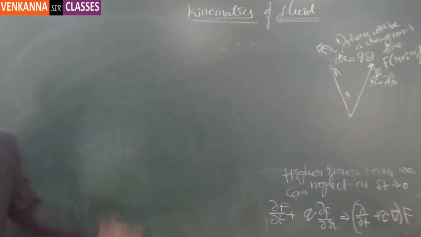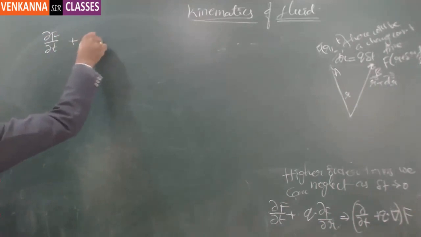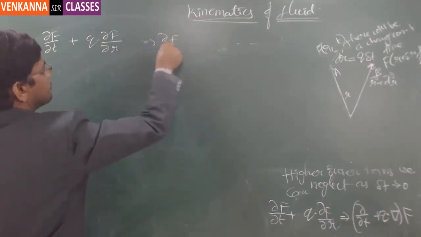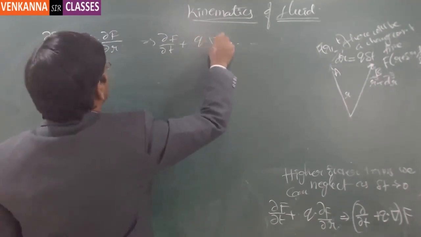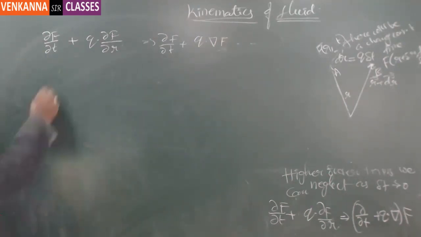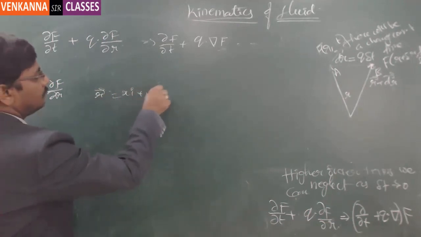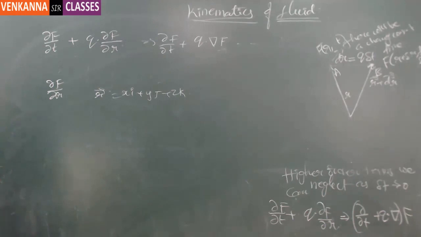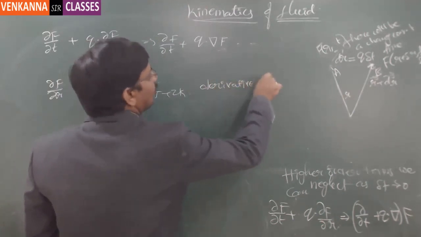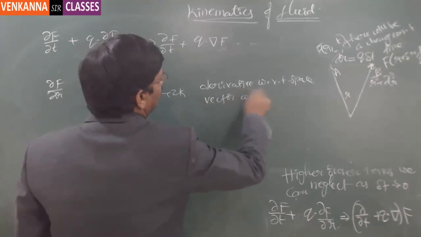Now see this equation, dou f by dou t plus q dot dou f by dou r is written as dou f by dou t plus q dot del of f. So these two are equivalent to each other. Here r is nothing but the vector xi plus yj plus zk. Now this is a vector. The derivative with respect to the space vector we call del.